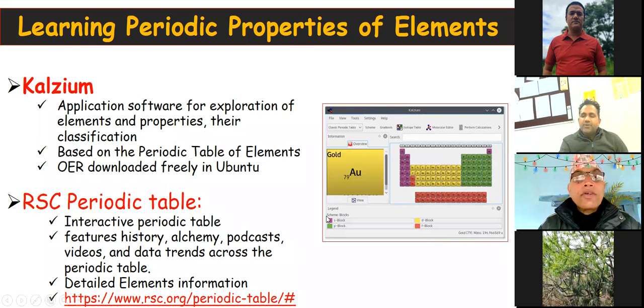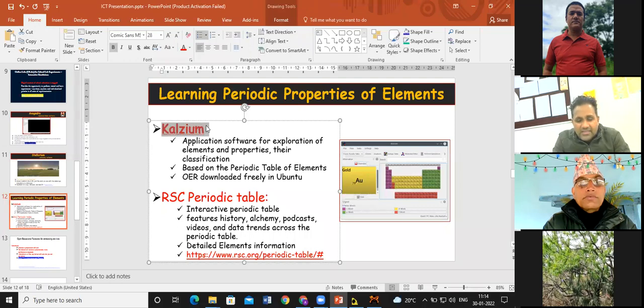Whenever we are teaching the periodic table of elements to our students, it creates a lot of problems, because one has to take the periodic table of the elements. It should be visible to our students. So Kalzium is the free open source software, and this software is available on Ubuntu.